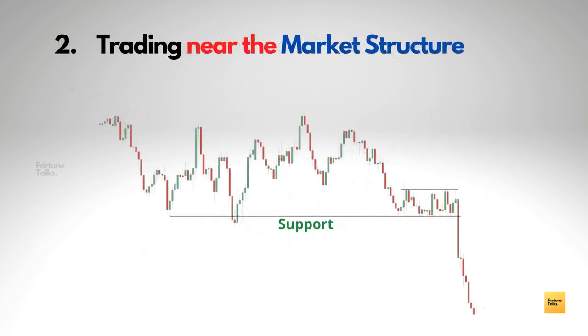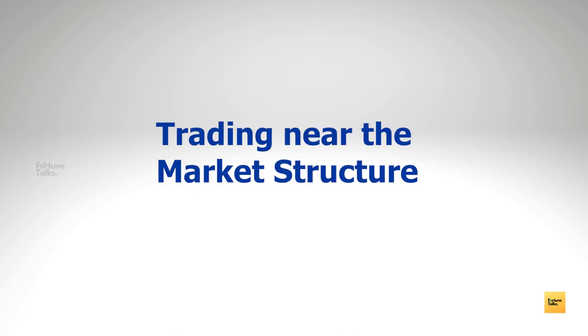You can place a similar entry and exits for a downtrend with proper modifications. Moving on to the second strategy, which is trading near the market structure or an area of value.